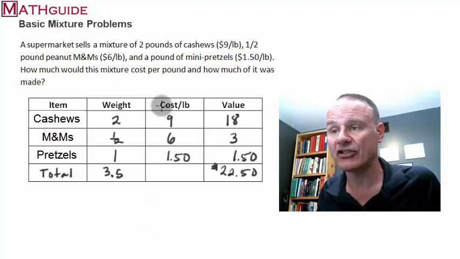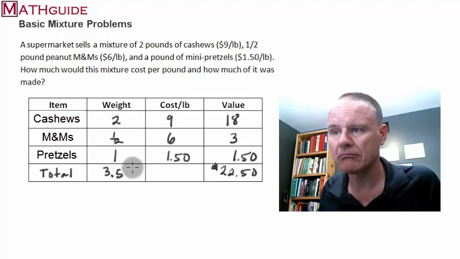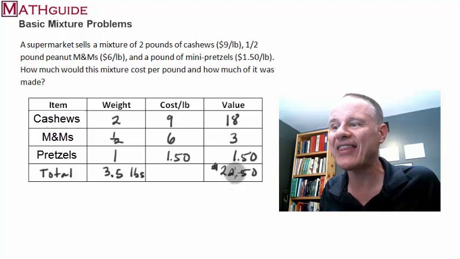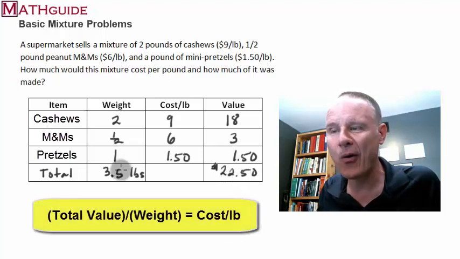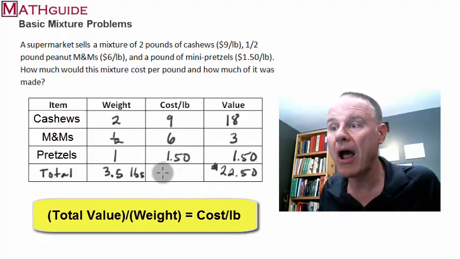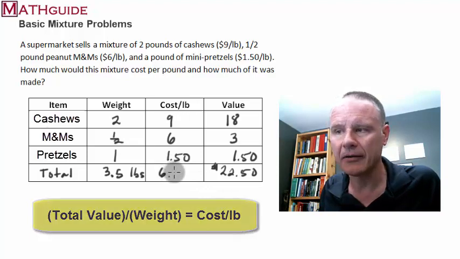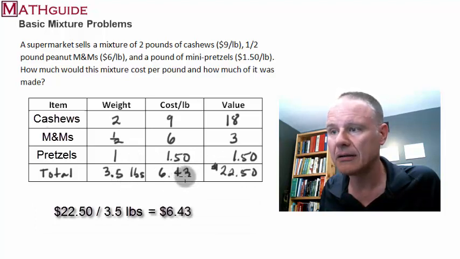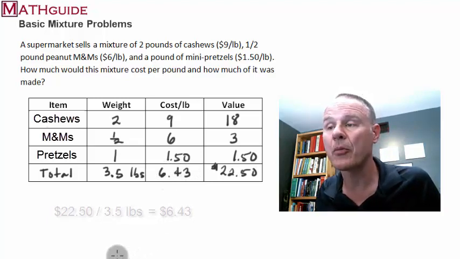All right, so let's see, I've got the total weight in pounds. I've got the value, this is the cost, total cost, right? So if I were to take that and divide it by the weight, I would have basically the cost per pound. And that's what I'm going to do. Now, actually, I did that earlier. And it turns out if you round this to the nearest penny, you get $6.43 if you round it. Okay, so that is the cost per pound.